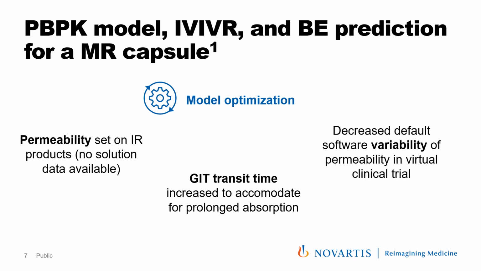Part of model optimization was the increase of gastrointestinal transit time in cecum and colon in order to allow prolonged absorption of modified release capsules. The increase was still within physiological range observed in vivo. The last optimization was decreased default software permeability variability when simulating virtual trials, in order to capture variability in pharmacokinetic parameters observed in vivo.